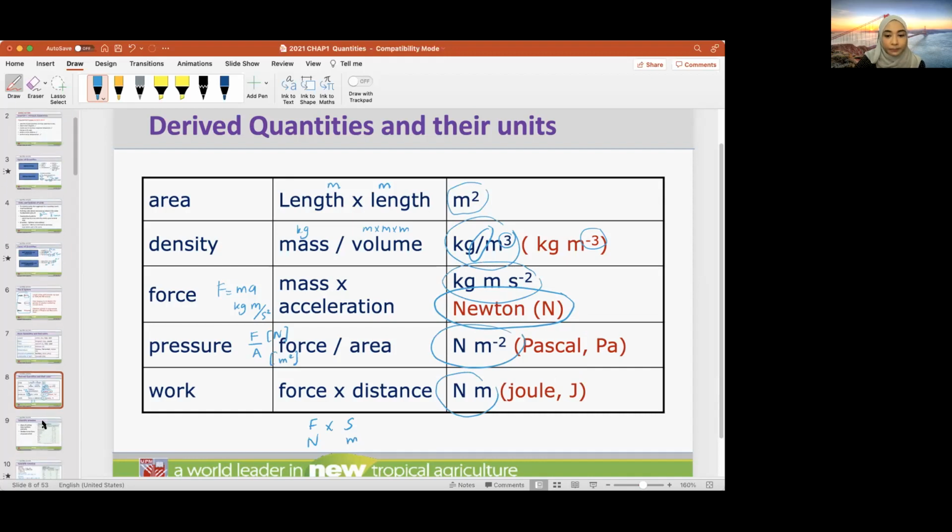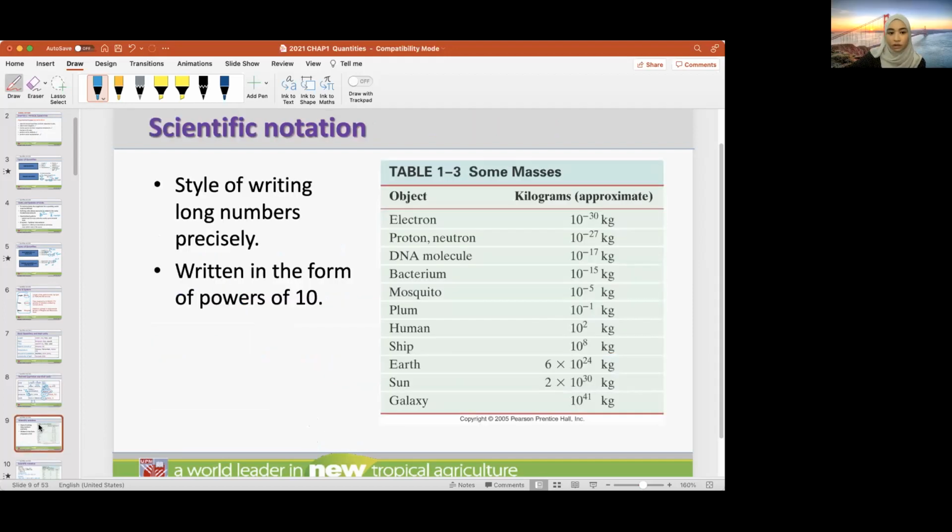It means the same thing. Okay, any questions so far about base quantities and derived quantities? I hope I'm not going too fast. Lagi pun benda senang je kan? No. Questions? Okay, moving on.